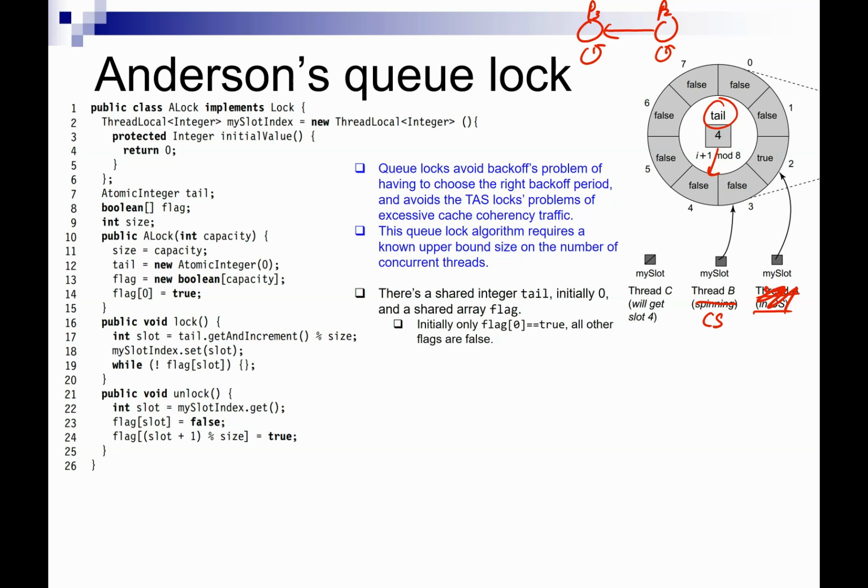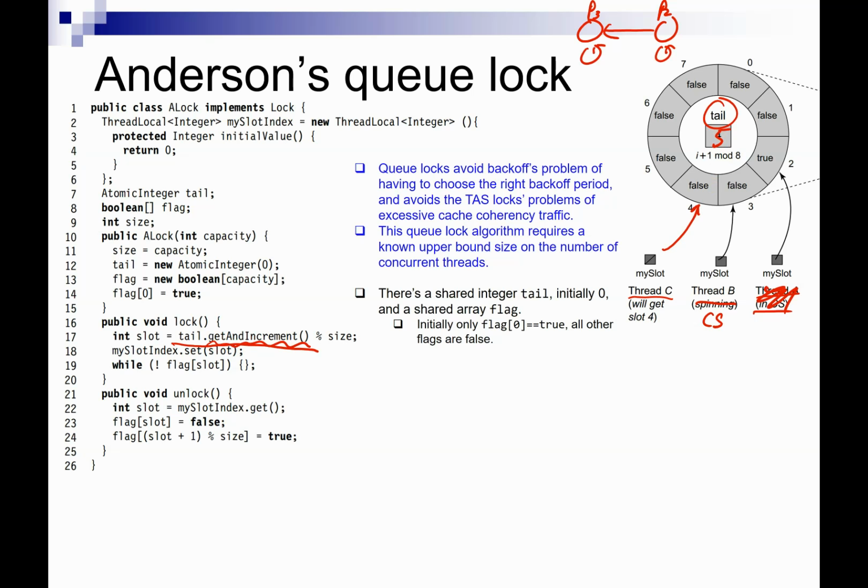Now if I'm thread C, for example, and I want to put myself in the queue so I can get into the critical section eventually, then I'm going to do this get and increment on the tail. Get and increment is going to get the current value of tail, which is 4, so I now get position 4. And atomically, it's going to increment tail. This get and increment is another atomic operation. It's going to set tail to 5 atomically. So I get 4, and tail becomes 5 atomically.